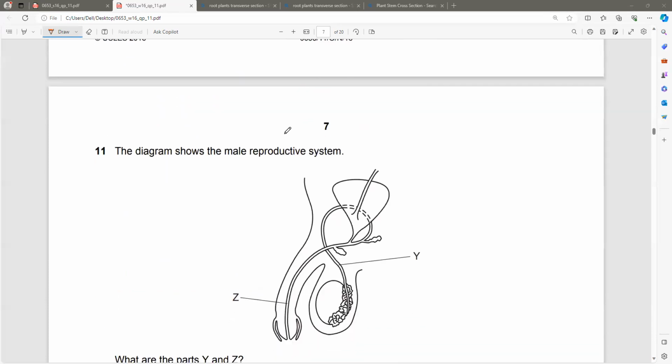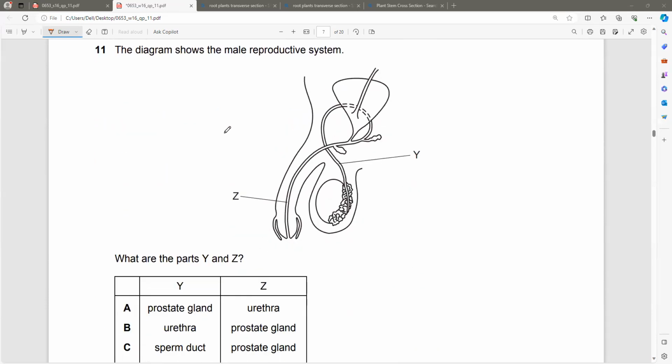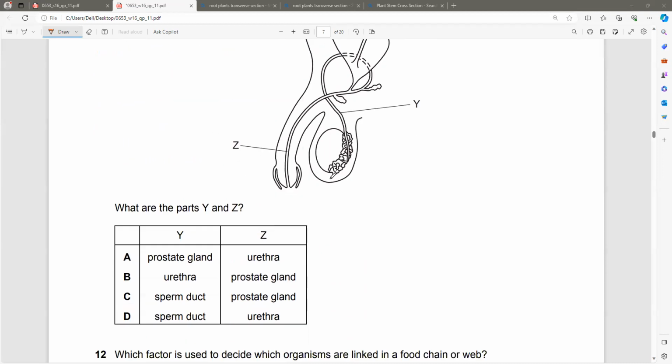Yes. Next. The diagram shows the male reproductive system. Which are the parts Y and Z? They are asking. So what is the Y and what is the Z? Everybody? First Y. Y is a what? Anybody? Name it. Normally tell me. What is that? Y. It is a duct. What duct is it? It will bring the sperm. Sperm duct. Next. Z is a what? Urethra. That's all. So what is the answer? Sperm duct and urethra. Option D.